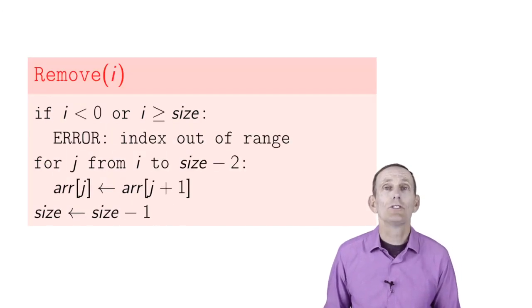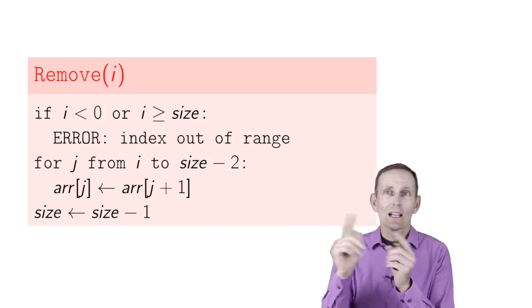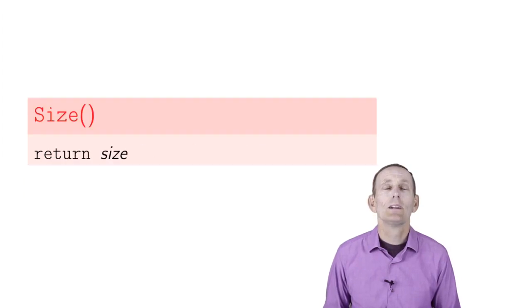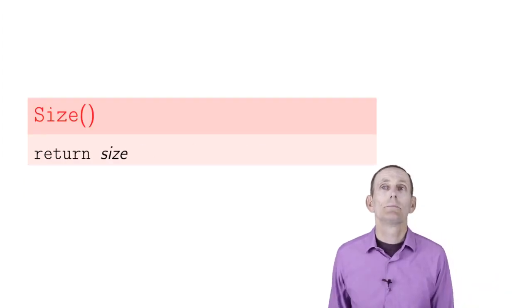Remove is fairly simple. Check that our index is in bounds, and then go ahead through a loop, basically copying over successive elements and then decrementing the size. The size is simple. We'll just return the size.